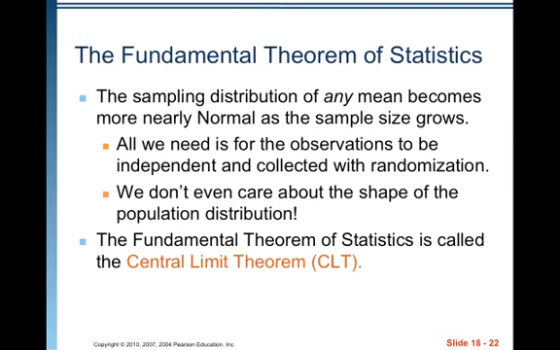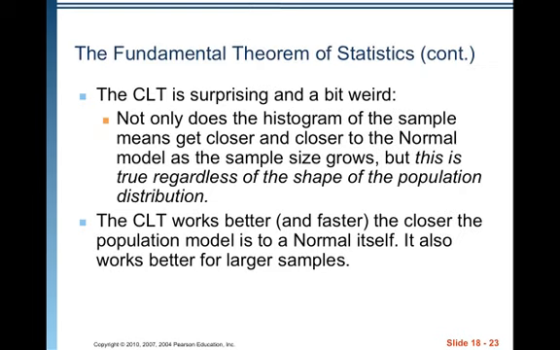Back to the pennies, it was skewed when we looked at just the population distribution, but when we looked at the average when n was 5, it became more normal, and then with n equals 20, much more normal. The fundamental theorem of statistics is called the central limit theorem, which can be abbreviated CLT. Everybody knows that means central limit theorem. The CLT is surprising and a bit weird.